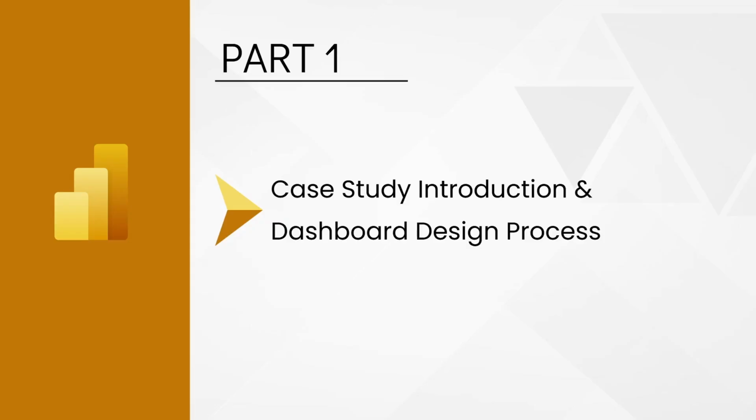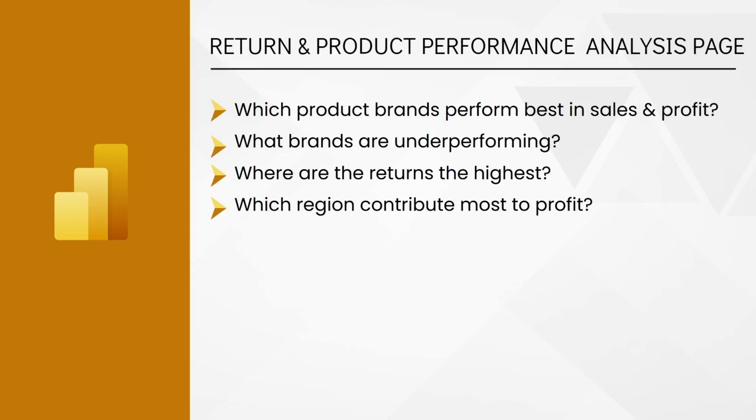Now in part 1 second half, we will be building the second analysis page, that is, return and product performance analysis. This page helps answer questions like which product brands perform best in sales and profit, what brands are underperforming, where are returns the highest, which regions contribute most to the profit. In short, it helps us understand what's working, what's not working, and where we are losing value. These insights are key to our case study's business objective to improve profitability and customer satisfaction.